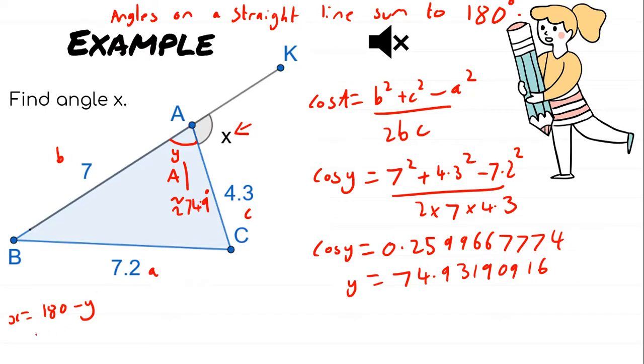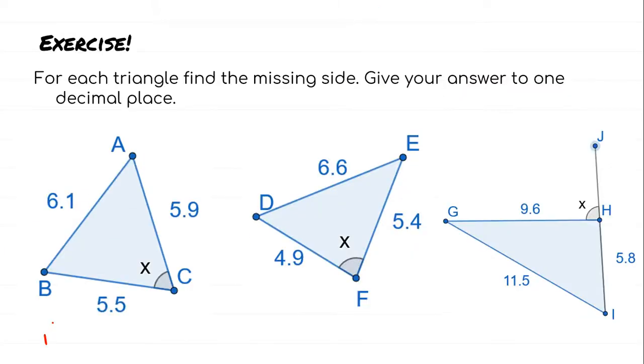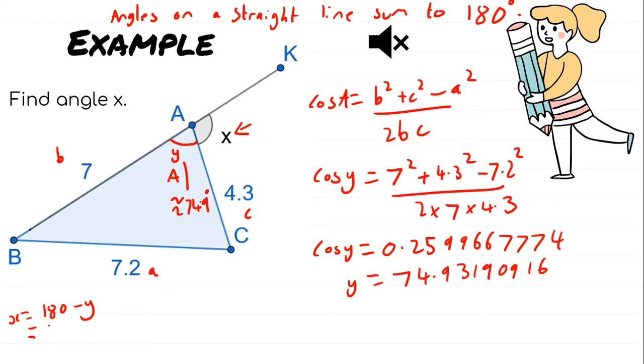So we can work X out by doing 180 minus that 74.9 degrees, and that's going to give us our value of X. So in that case, it's going to be 105.0680908. This is when I've taken away the full thing here. So that's going to be 105.1 degrees. Okay, and so we've got our value of X.